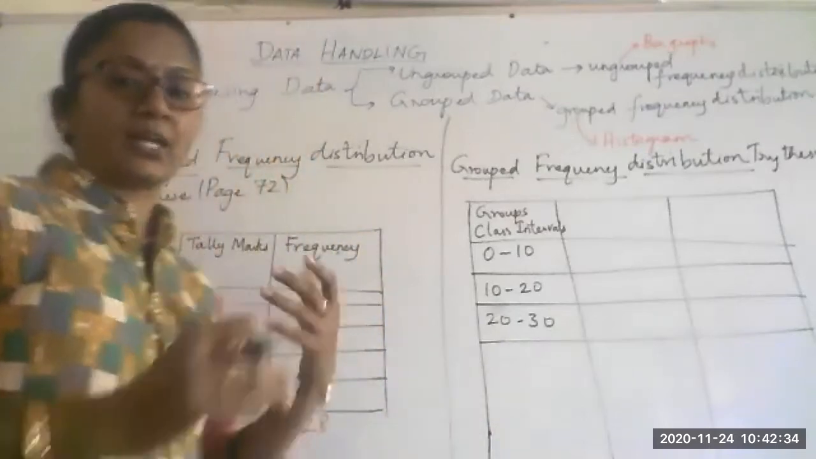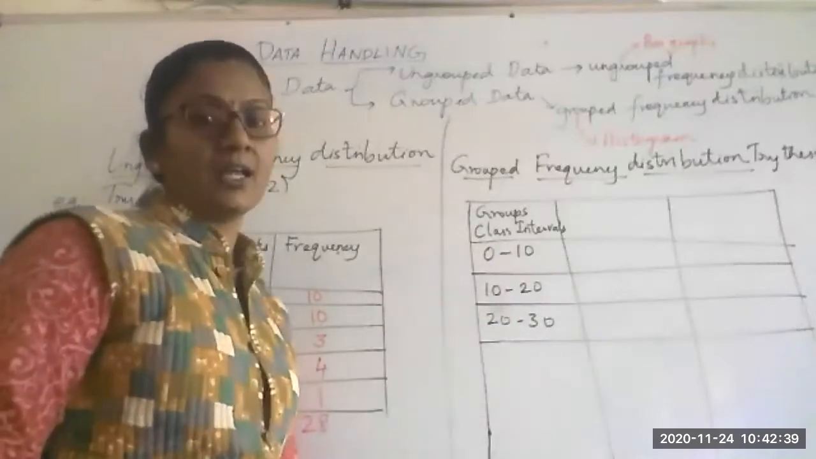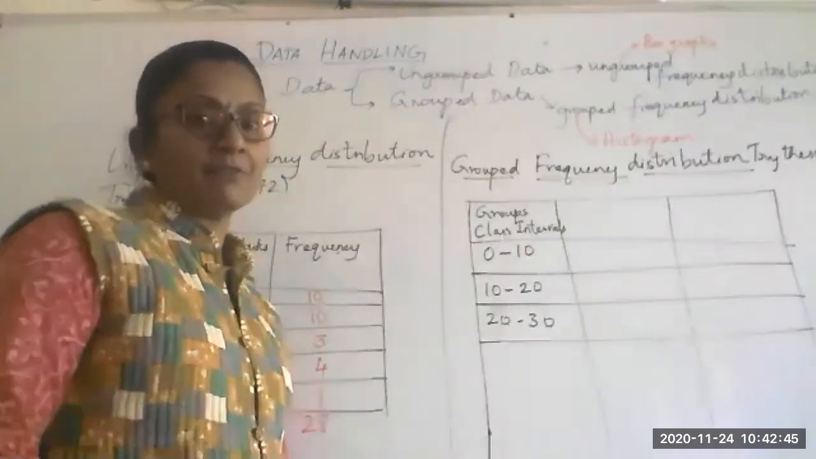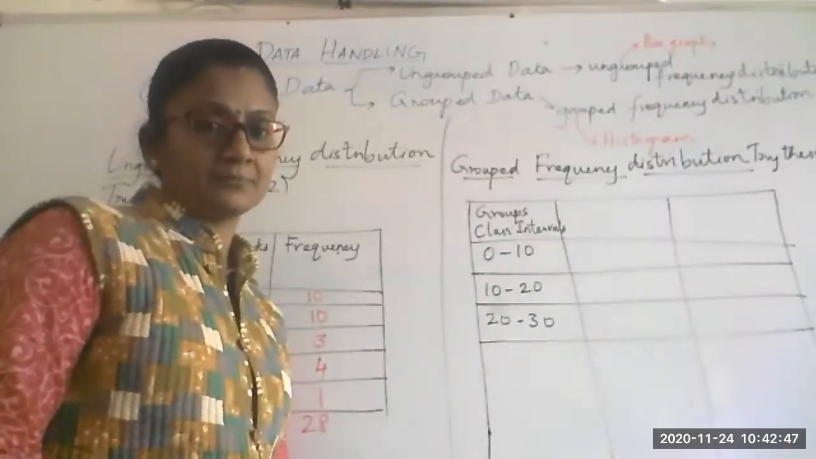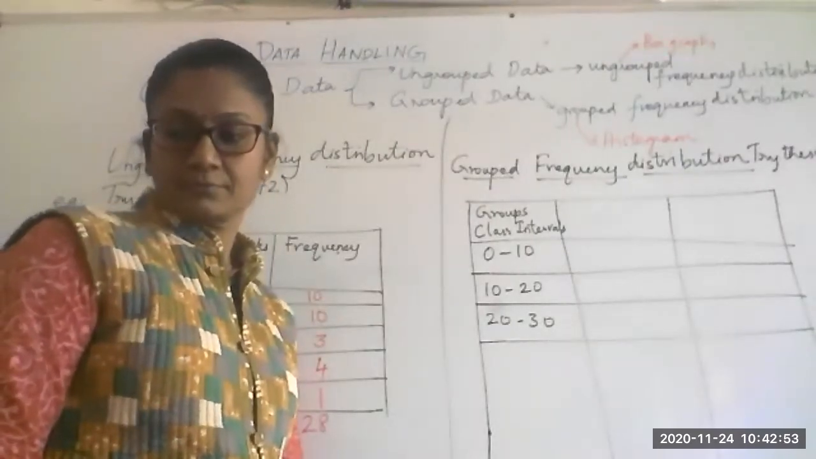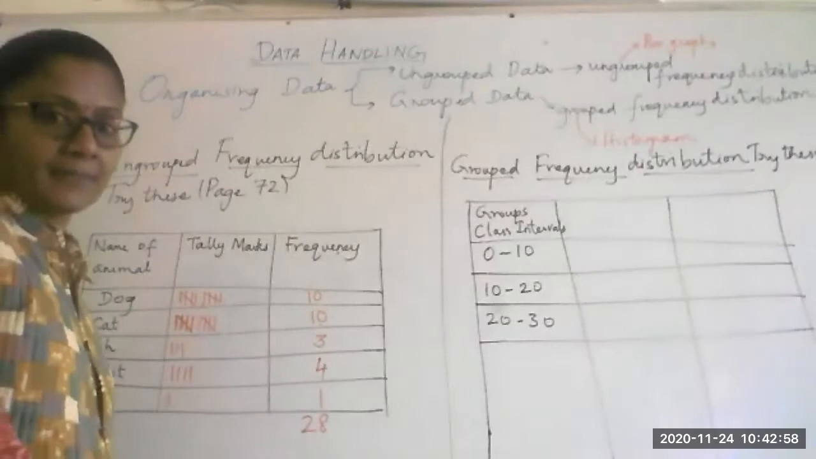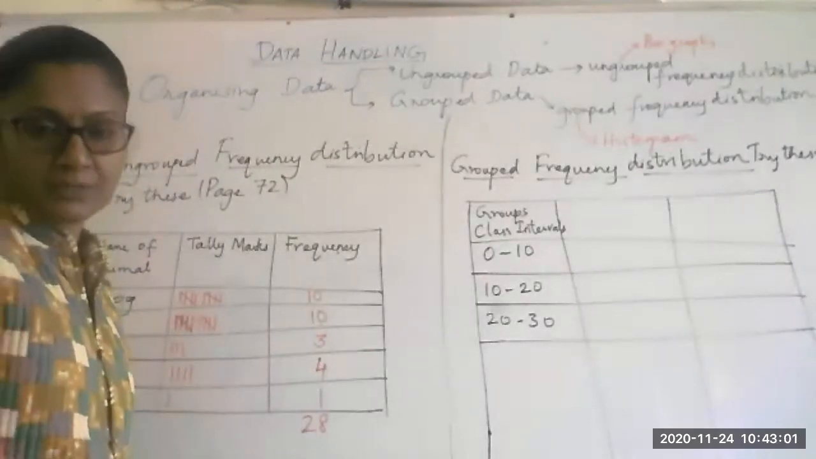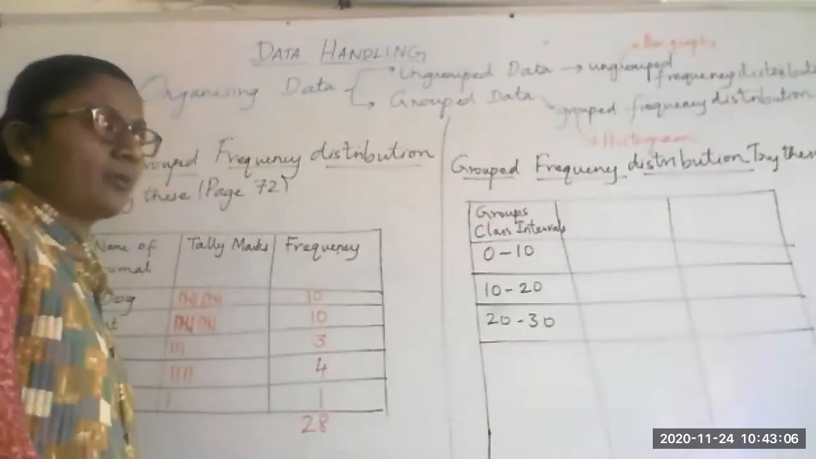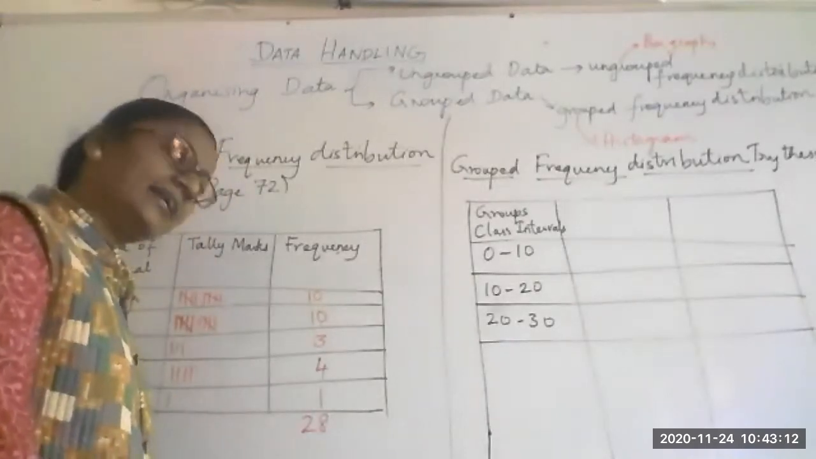Where do I stop? Should I keep on going, 20 to 30, after that 30 to 40, 40 to 50, 50 to 60? How long should I go on? Ma'am, should I go till 50 to 60? Why 50 to 60? Why should I stop at 50? Ma'am, because the highest score is 50. The highest score is 50, so should I stop with 40 to 50 or should I go to 50 to 60? Ma'am, 40 to 50. Yes, more than enough.